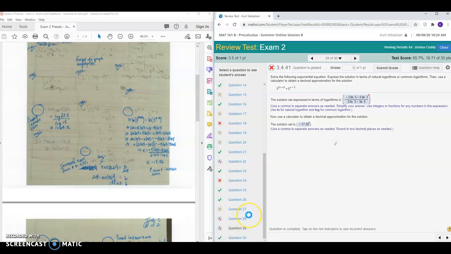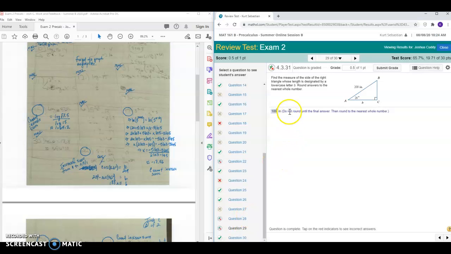Okay, let's see. So let me jump to question 29 because you have that right here on the front page. For some reason you were using sine and not cosine. Remember, cosine is adjacent over hypotenuse. So the cosine of 26 degrees is b over 209, right? So b is 209 times the cosine of 26 degrees.